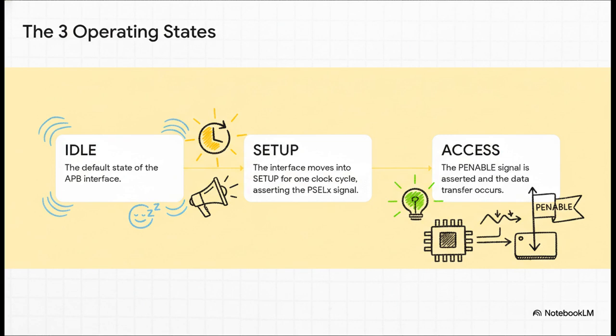The bus just hangs out in the idle state. When a transfer needs to happen, it jumps to the setup state for one and only one clock cycle. During that cycle, the requester puts the address on the bus, basically saying, hey, I need to talk to you. Then it immediately moves to the access state. Here, a signal called PENABLE goes high, and that's the green light. The data gets transferred right then and there. It's super clean, predictable, and totally straightforward.